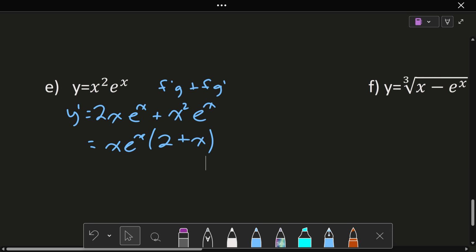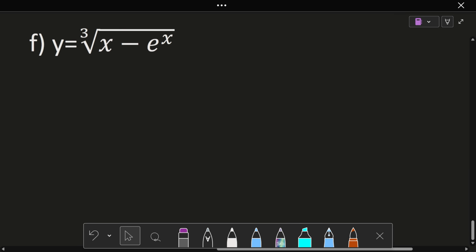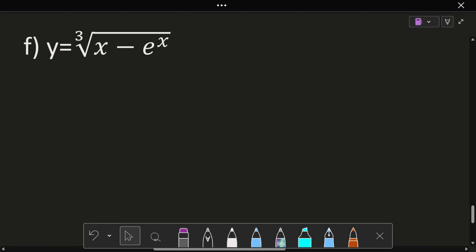Factored form is probably our best way to do this, and we'll see why when we get into optimization. So let's look at the next one here. Now we've got Euler's number, or the function e to the x, inside a radical. I don't like trying to do the derivative of the radical just off the top of my head.